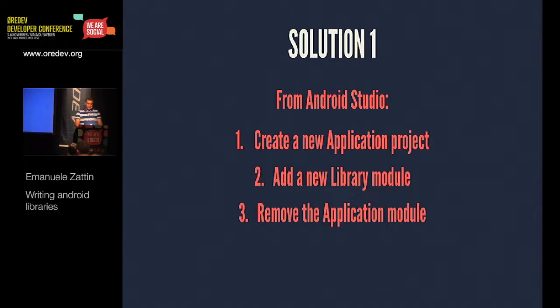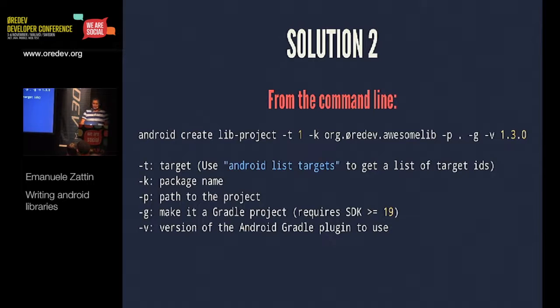Another way to do this is through the command line. Always useful, of course. So the android command comes with many commands, subcommands, and options that allow you to do all kinds of things. So this command will actually help you to create a new library project, and you specify you want to use Gradle as opposed to Ant, and which version of the Android plugin you want to use, and the target, and so on. Actually, I wouldn't put the letter in the package name, but you get the gist.